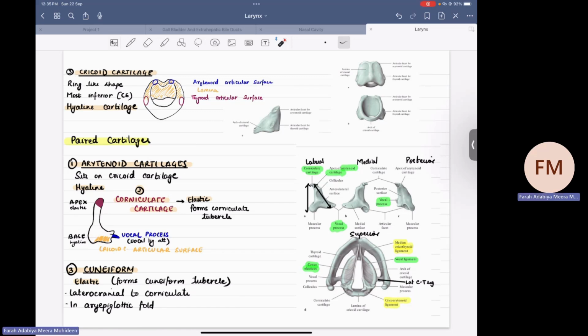Now you can see the relative position in this picture. This is your thyroid cartilage. This is your cricoid cartilage. This will be your arytenoid cartilage, and this will be your corniculate cartilage. Now you have also another cartilage called the cuneiform cartilage, which is elastic, and it forms your cuneiform tubercle. This is basically present in the lateral part of your corniculate cartilage, and it is there in your aryepiglottic fold.